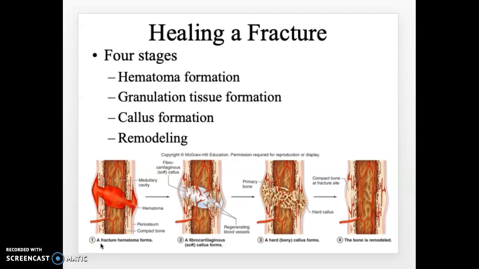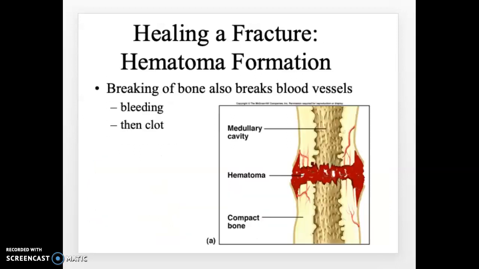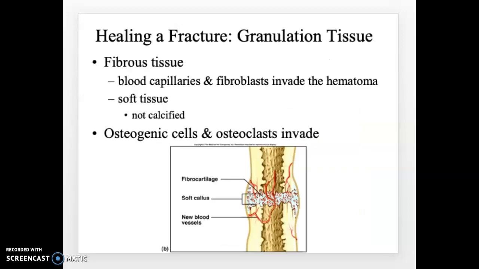So the first one is hematoma, which is basically a blood clot, a bruise. Then a soft callus forms, hard callus forms, and then the bone gets completely remodeled. So step number 1. When the bone breaks, there are a bunch of blood vessels in there that break also, so we get a lot of blood released, and then it clots, and we get this hematoma formation.